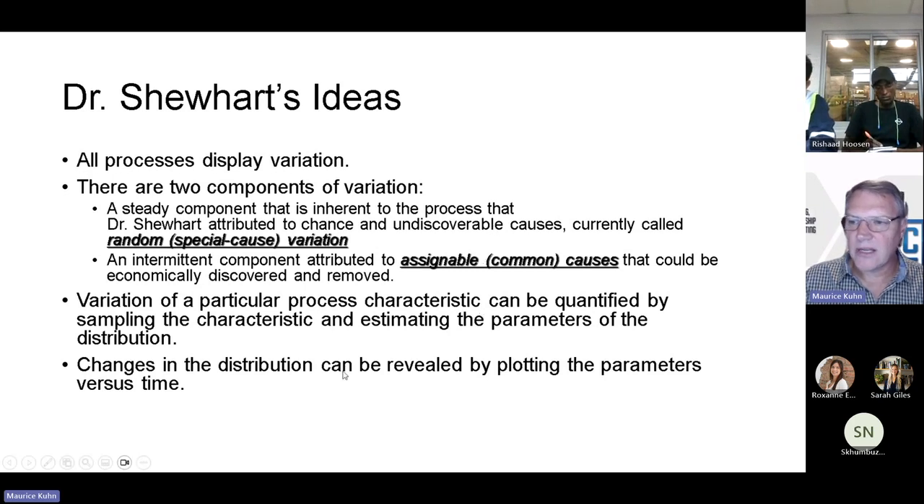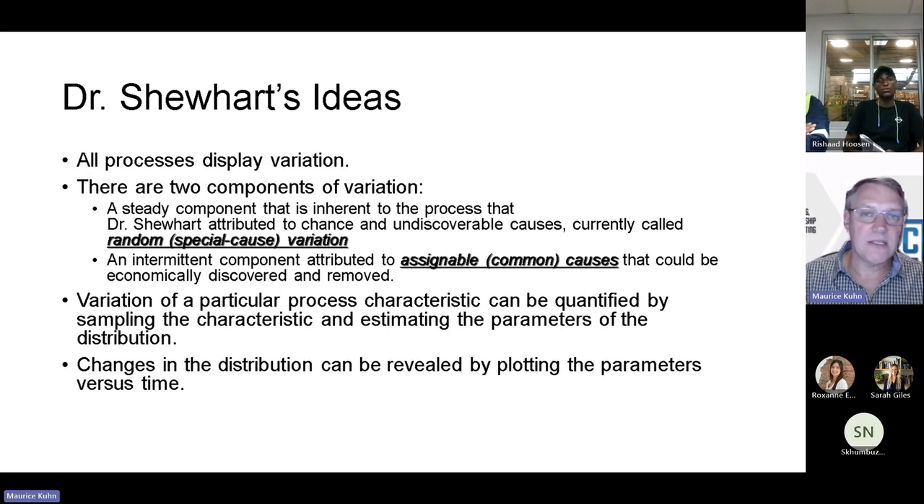His other ideas were that variation is a particular process characteristic that can be quantified by taking samples from a distribution, looking at that sample and allowing the data from that sample to speak to us. So we don't need all the data. We can get a proper sample, have a look at it, and make some determinations about the bigger process by looking at that sample. Also, changes in distribution can be revealed by plotting those parameters over time. If we take the data and plot it over time, we will start to see what kind of changes actually occur.